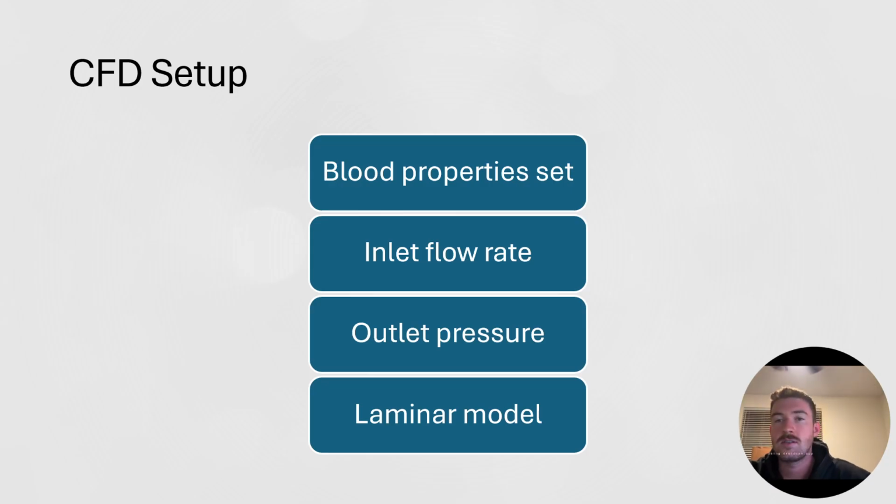Okay, so here's how I went about setting up my CFD. For the simulations, blood density and viscosity were applied to the fluid. I used flow rate boundaries at the inlet and static pressure at the outlet. This is pretty standard for flow through a cylindrical hollow shape, and laminar flow was appropriate due to the large vessel diameter.